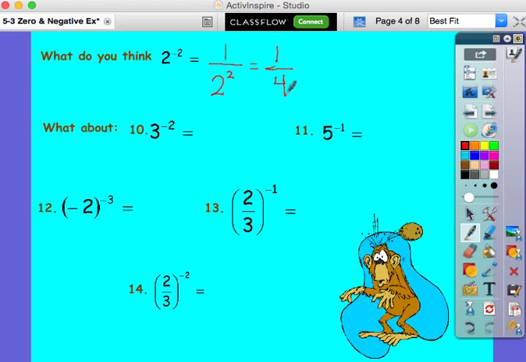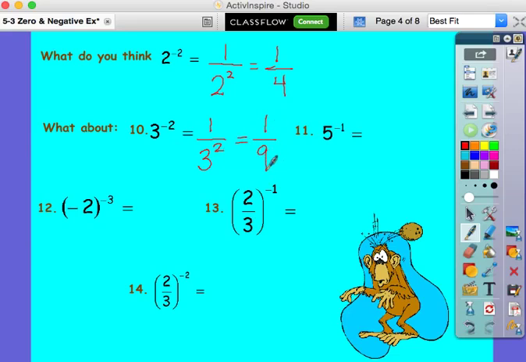Now, if you're a little like, I'm not sure, it's okay. I'm going to explain this so that you'll get the hang of it. So number 10, what about 3 to the negative second power? We would rewrite that as 1/3 squared, which is not 6 because 3 squared doesn't mean 3 times 2. It's 3 times 3, so 1/9.